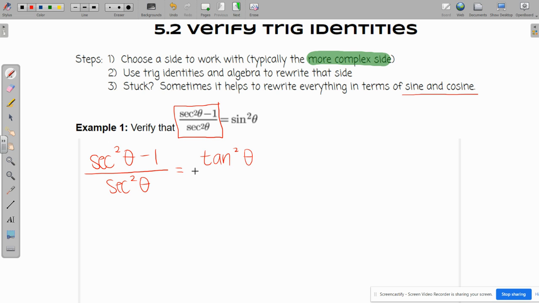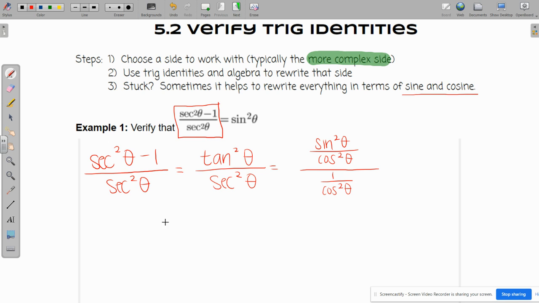So this is just one path. I'm not saying it's the only path to get to our right answer, but we're trying to figure out the work that's going to eventually get us to sine squared. So I know that tangent squared is equivalent to sine squared over cosine squared, so I'm going to replace tangent squared with that. And then secant squared is 1 over cosine squared.